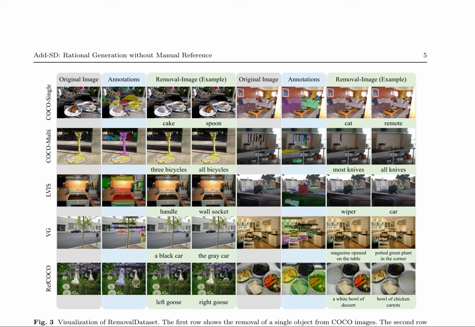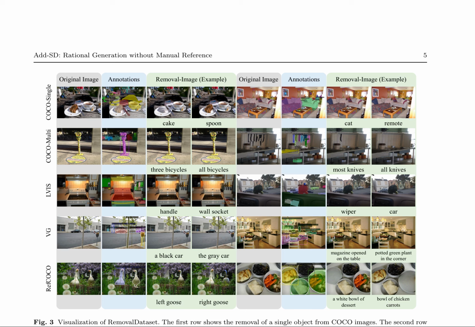The proposed AddSD model is a diffusion-based approach for rational object addition in images. The model is fine-tuned on a constructed removal dataset, which consists of original edited image pairs created through an object removal process. The removal process involves removing single or multiple instances from images, and the resulting image pairs are used to train the diffusion model to learn rational object addition.